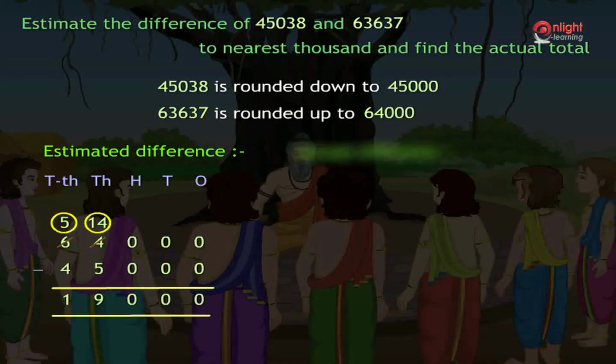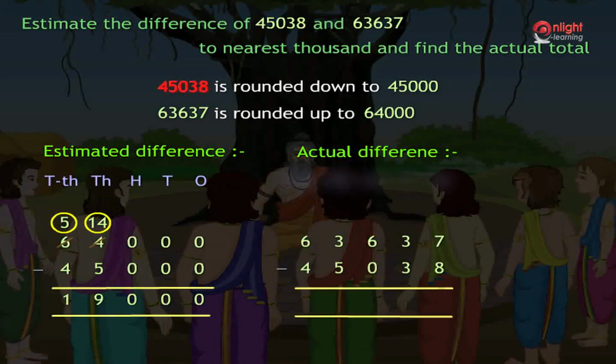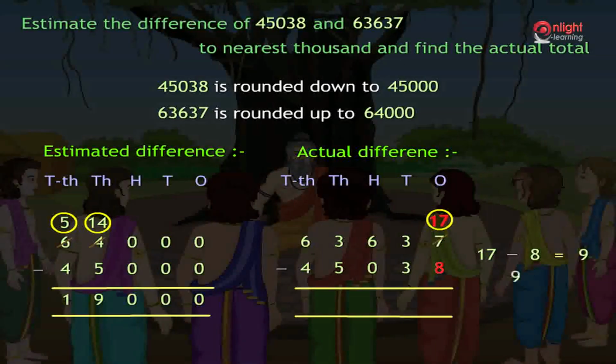To find the actual difference, we subtract 45,038 from 63,637. Here we have to do necessary grouping. That is, 8 ones is greater than 7 ones. So borrow 1 tens, which is equal to 10 ones. So now in ones we have 10 plus 7 equal to 17 ones. Subtracting 8 ones, we get 9 ones.